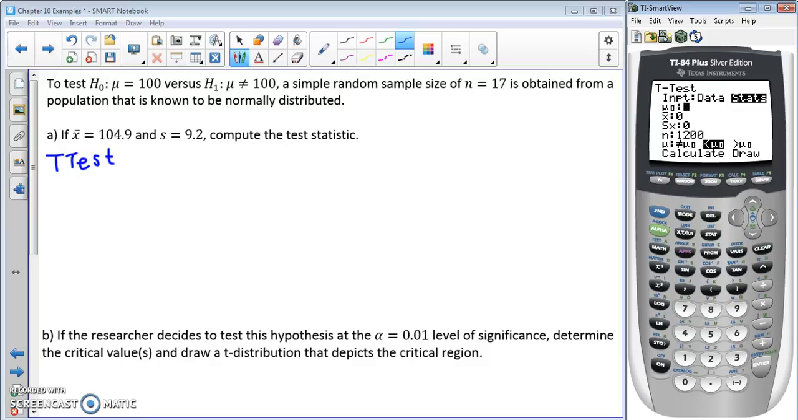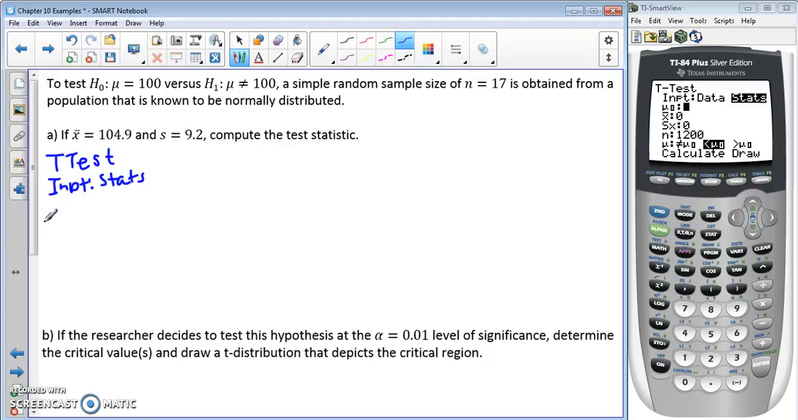mu sub 0 is going to be, I'll write down what I'm typing in. So our input is stats. mu sub 0 matches with what's in our null, so 100. X bar is 104.9. Sx is our S, which is 9.2. N is 17. And mu is going to be not equal to mu naught.